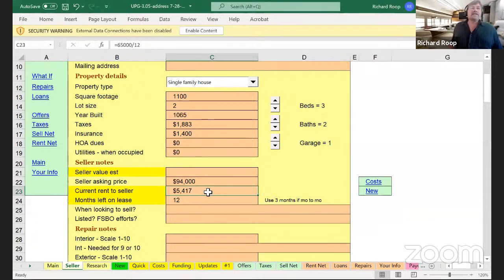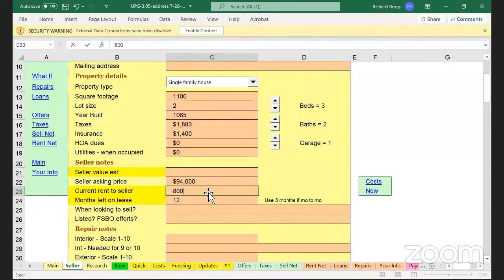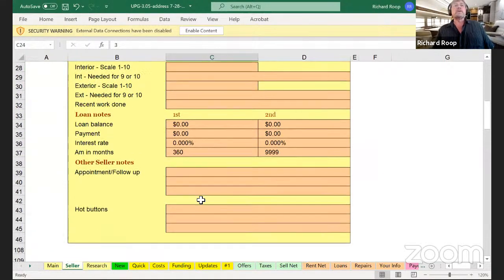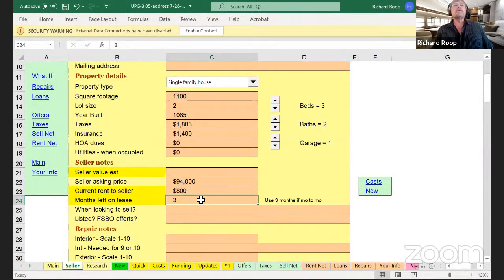Yep. How much rent is he getting? 800 a month. 800 even. Yep. Okay. So what we're going to do is they're on a month to month. It usually will take a couple months, like you said, to get them out. So I usually put 3 months. See, it says use 3 months. So this is going to calculate the lost income during those 3 months. And usually on a free and clear house, we're going to borrow that money, put it into our escrow account, and be able to feed the property with that money. So we never want our money in a property.